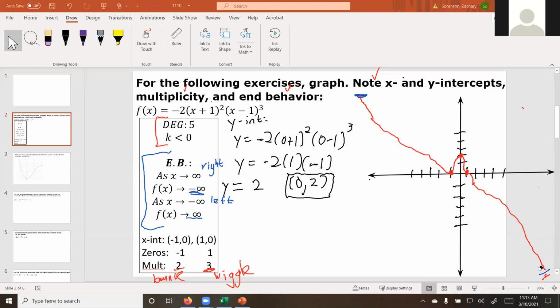If we want to be extra careful, we can now erase those blue marks, and our graph goes on forever and ever in both directions.